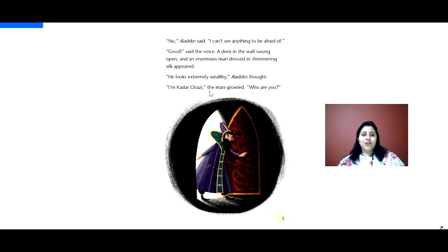"I'm Qadr Ghazi," the man growled. "Who are you?" Now the man growled again. A powerful verb used here, and he is Qadr Ghazi. He asked Aladdin, who are you? Okay, so this extract ends here, children. Now let's go to the activities and see what we are supposed to do.